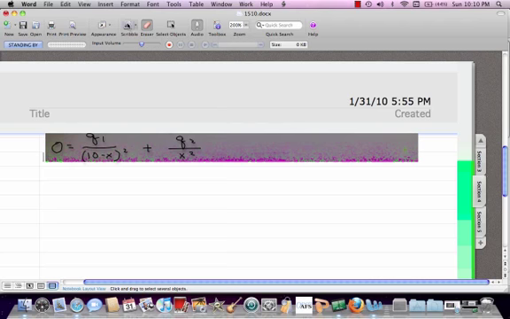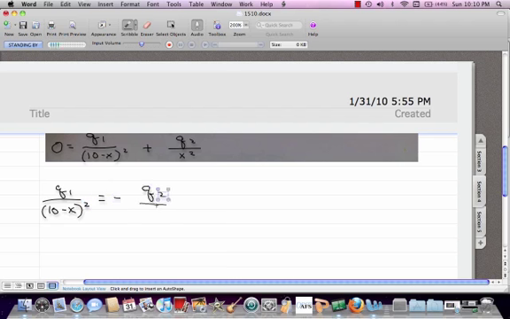Okay, so I have q1 over 10 minus x squared. And now if I brought this to the other side, this is going to be a negative q2 over x squared. So what I did was I left this here, and I subtracted this from both sides and brought it over here. So that's how I got this equation.